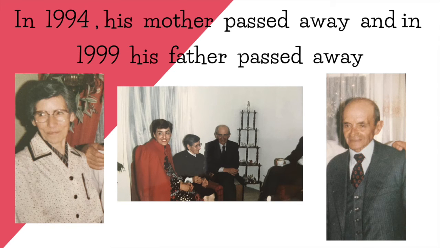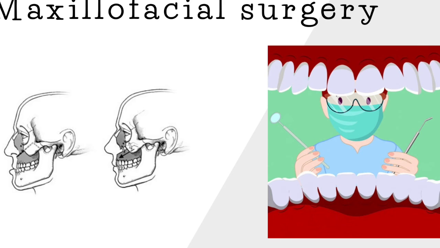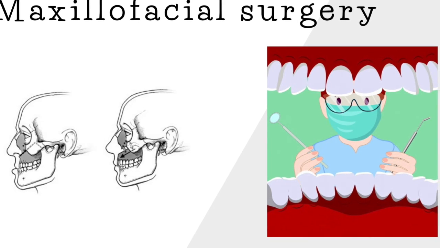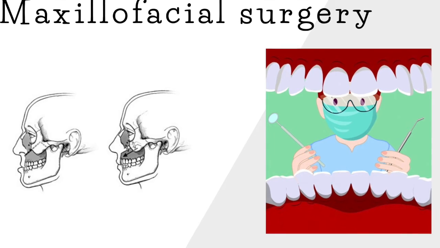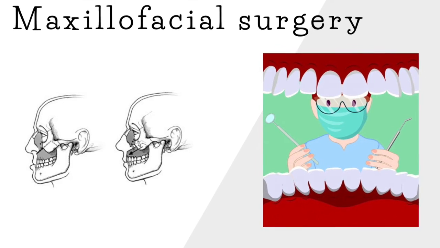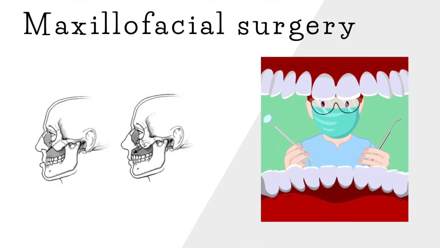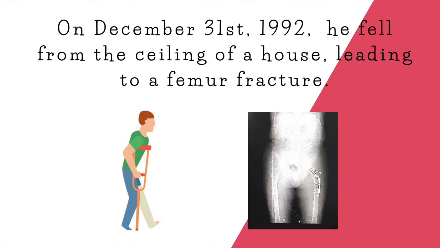Daniel, throughout his life, had several surgeries. The first one was in 1976. Daniel had a maxillofacial surgery, a surgery that solves functional and aesthetic problems caused by deformities of the facial skeleton that cause incorrect position and contact between the teeth. Then, on December 31st, 1992, New Year's Eve, he fell from the ceiling of the house, leading to a femur fracture. He needed a surgical procedure to fix the fracture.